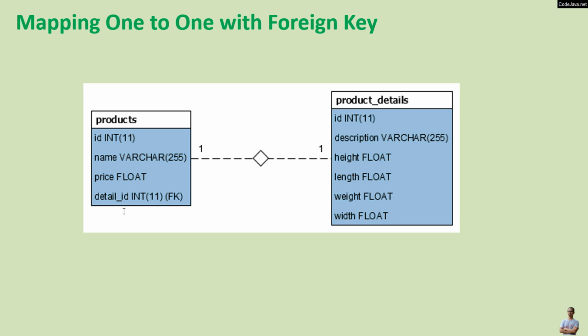Next, let's see how to use Spring Data JPA to implement the second kind of one-to-one entity relationship, that is one-to-one with foreign key. Suppose that we need to implement one-to-one entity relationship between products and product details like this. Each table has its own primary key column, you see, and in the products table it has a foreign key detail underscore ID that refers to the primary key column in the product details table.